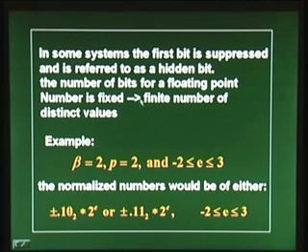Okay, so the number of bits for a floating point is always fixed, as I said, and so that also implies, as we saw earlier, that there is a finite number of distinct values. Okay, so now we look at this by an example.